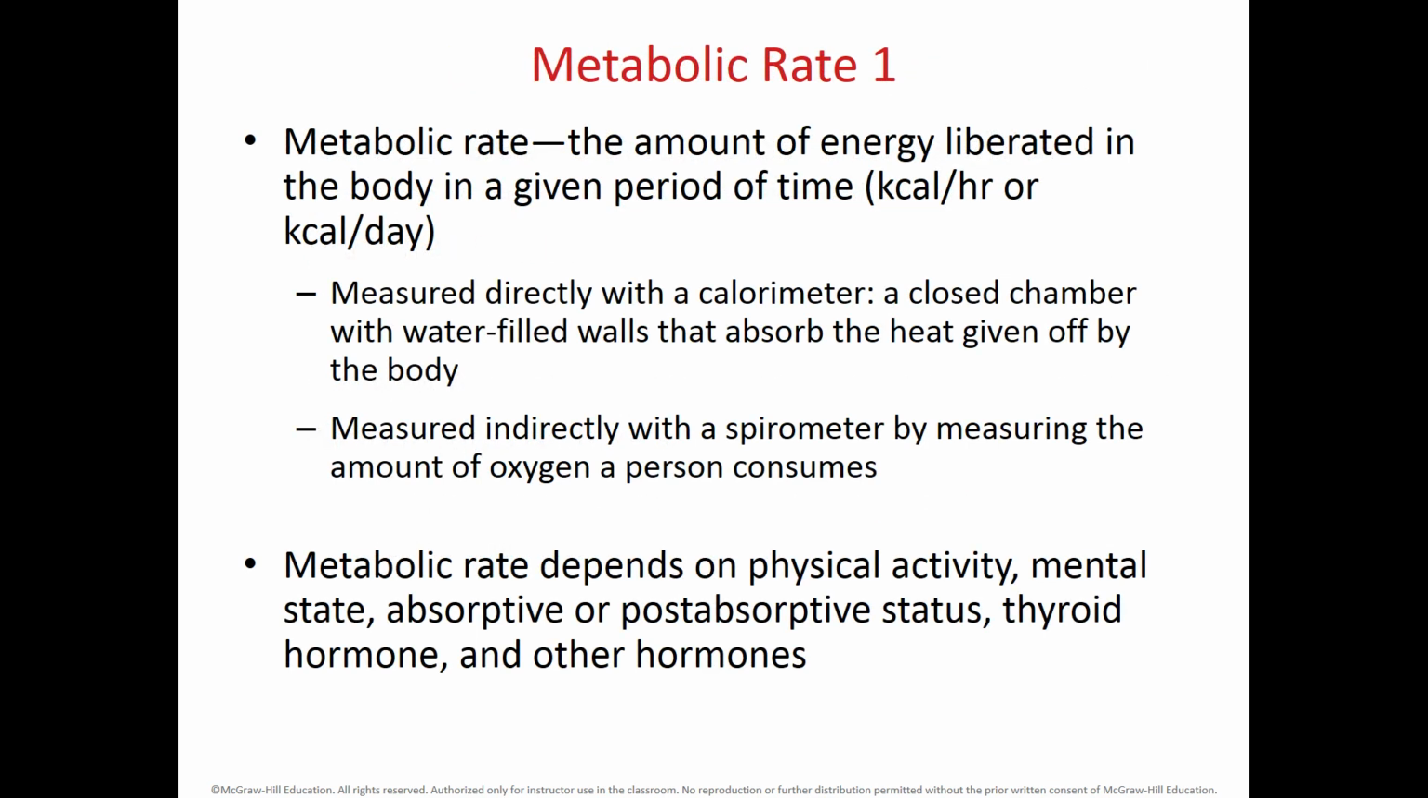Now, the metabolic rate is the amount of energy freed up or liberated in the body in any given time. It is measured in kilocalories per hour or per day. And this usually is measured with a device that we call a calorimeter, in which you have a closed chamber with water-filled walls that will absorb heat given off by the body. And this is the most used apparatus. We have another one that is called a spirometer. That is not the one that we use in the lab for measuring the PFTs or pulmonary function test, but it's different. It's one that tells us how much oxygen a person consumes.